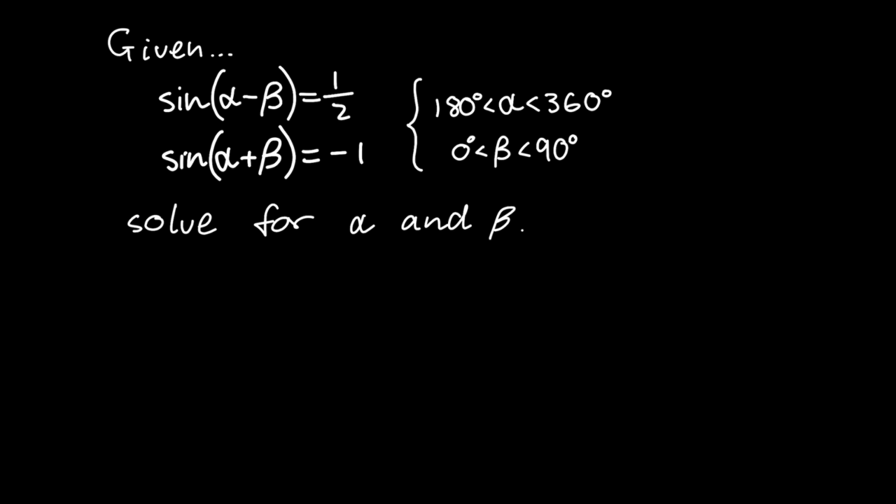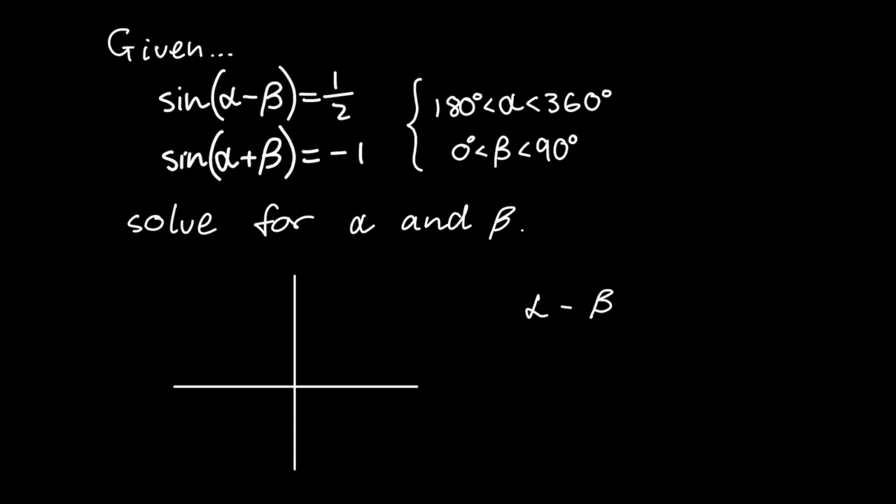So we're given that sine of alpha minus beta is equal to 1 over 2, and sine of alpha plus beta is equal to -1, where alpha has to be between 180 degrees and 360 degrees, and beta has to be between 0 and 90 degrees. We are asked to solve for alpha and beta given these criteria. So the first thing I notice is that in this sine of alpha minus beta equal to 1 over 2, we have a special angle that can be solved.